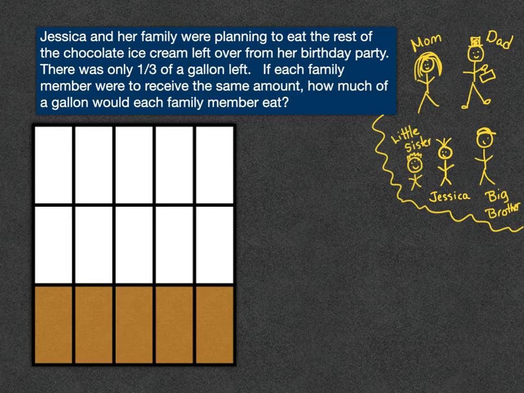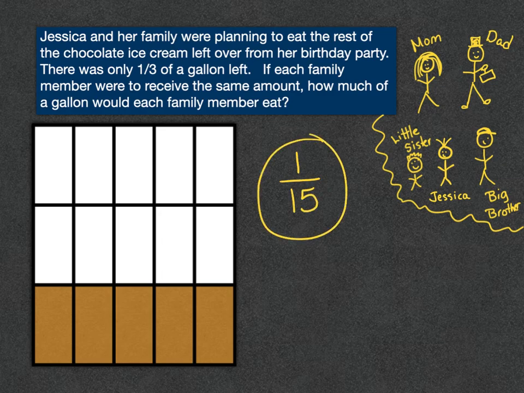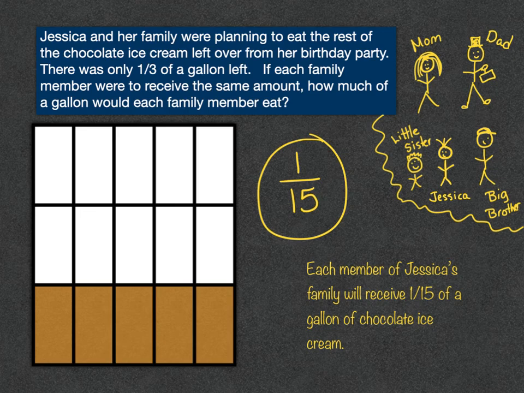Each family member would get 1 piece, one itsy bitsy tiny portion of ice cream that is left, our numerator, out of the now 15 total portions in our gallon, the denominator, leaving us with our answer, 1/15. Each member of Jessica's family will receive 1/15 of a gallon of chocolate ice cream.